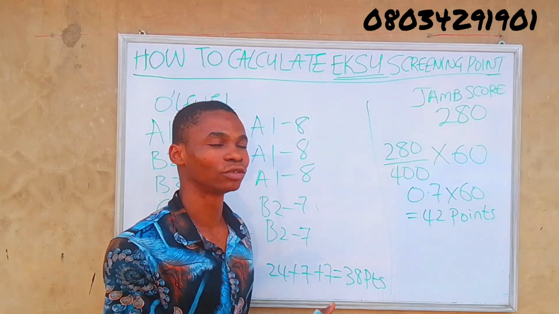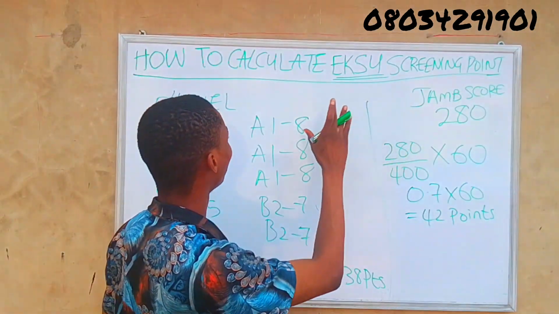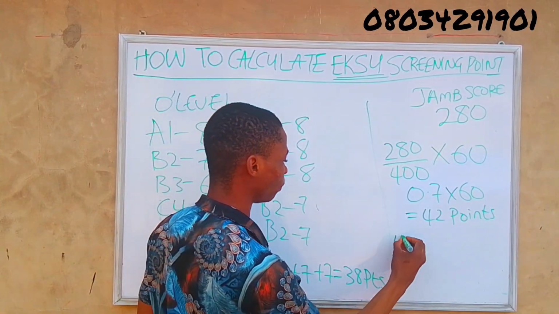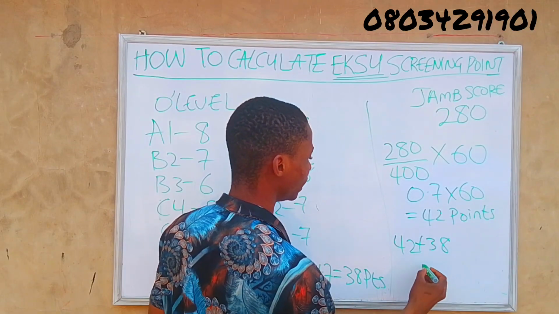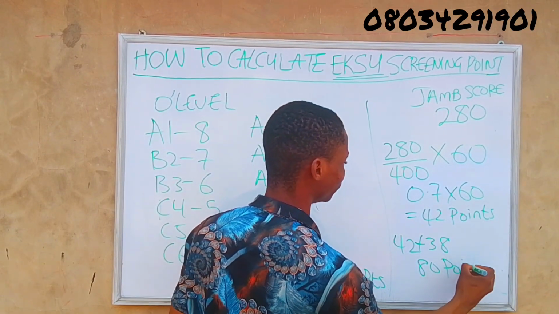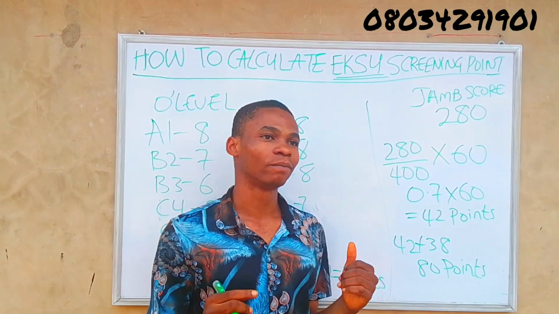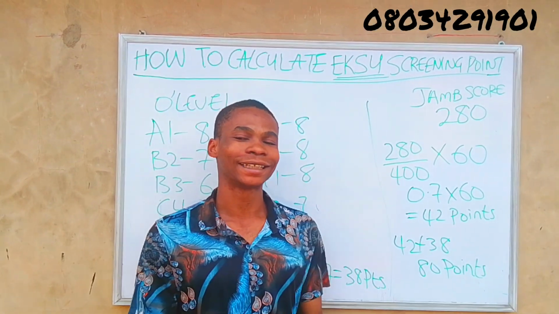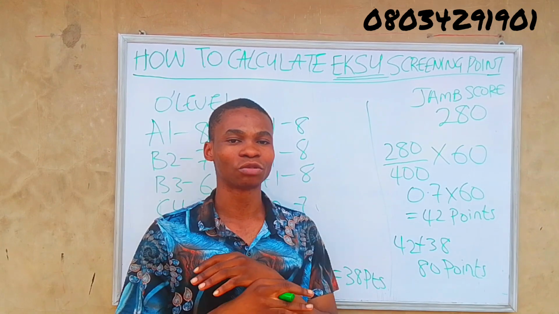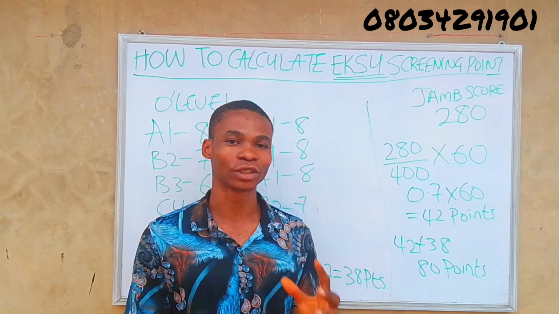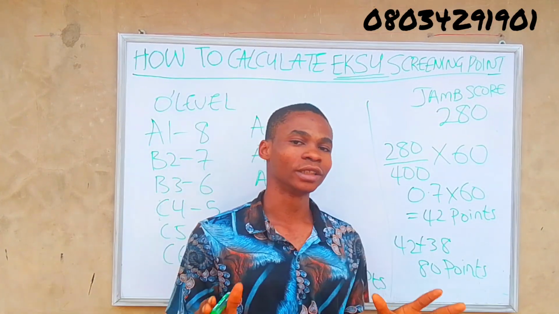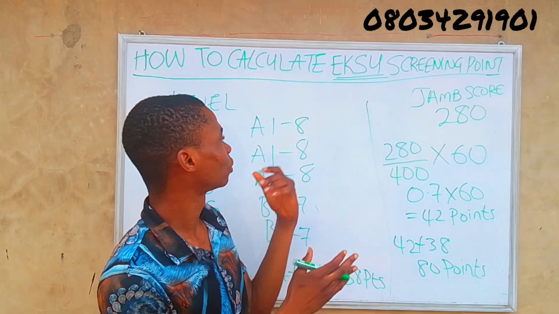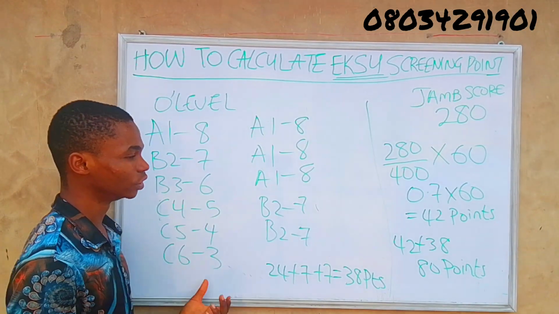The next thing to do now is to sum it up together. Sum up your JAMB score and your O-level together. So 42 points from your JAMB score and 38 from your O-level will give us 80 points. 80 points is very competitive and it's a very good point that someone can use to apply to any course in EKSU. So I know with this you should be able to calculate your screening point for EKSU once you have your JAMB score and your O-level results.